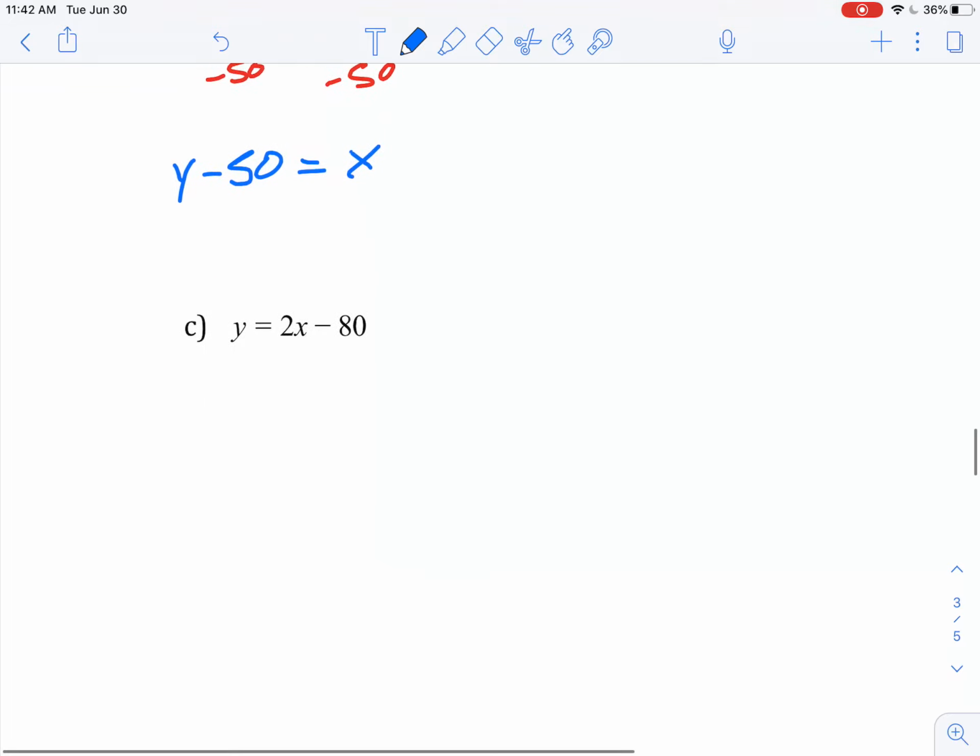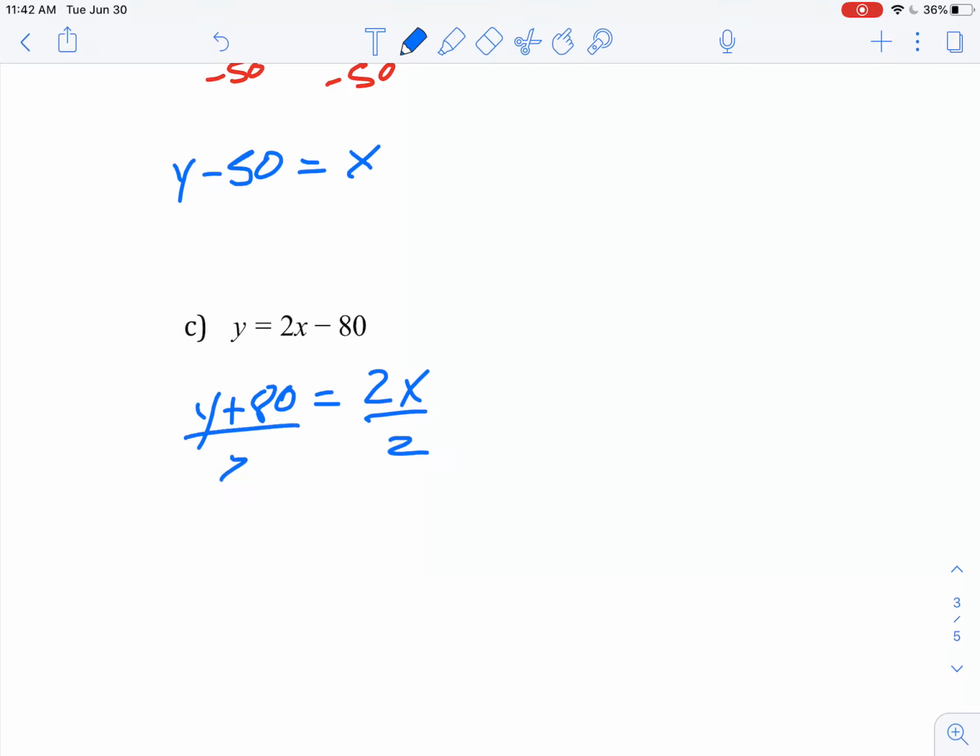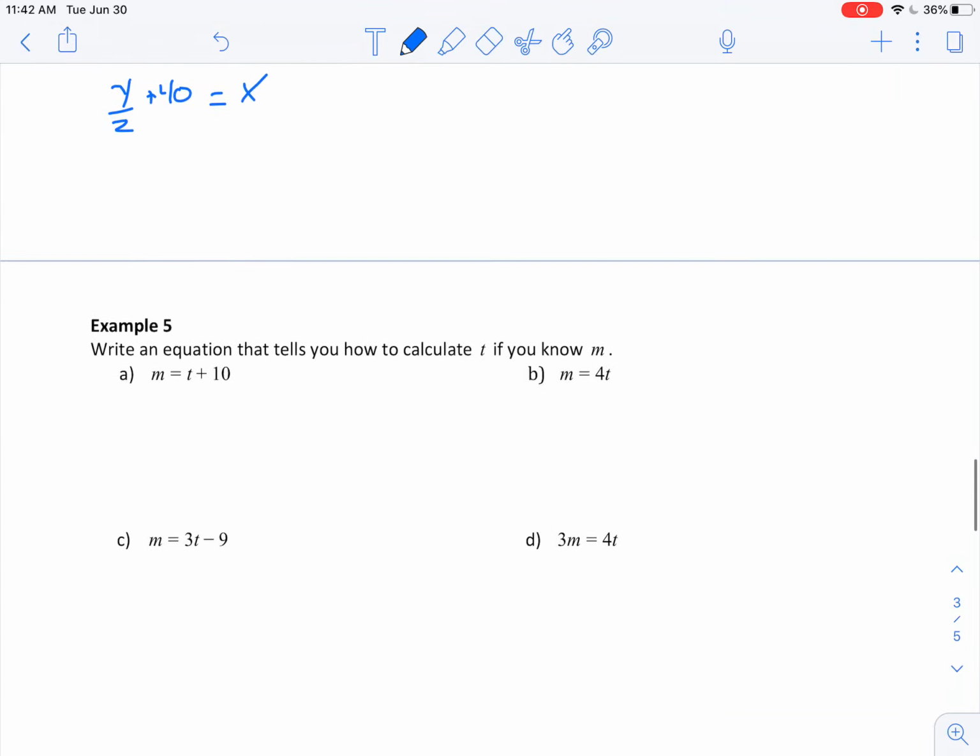All right, last example here, for the third example, I have y equals 2x minus 80. What's happening? Well, there's an 80 being subtracted from it. I need to add an 80. So I have y plus 80 is equal to 2x. Now what's happening? Okay, well, it's being multiplied by 2. Opposite operation is division by 2. So now I'm left with y over 2. What's 80 divided by 2? It would be 40, plus 40 is equal to x.